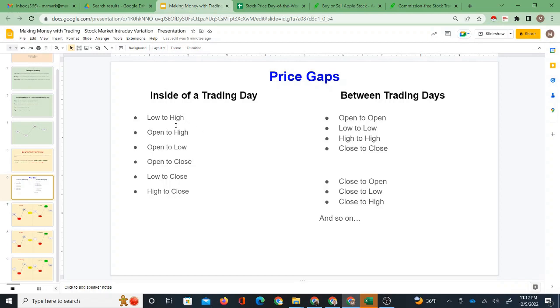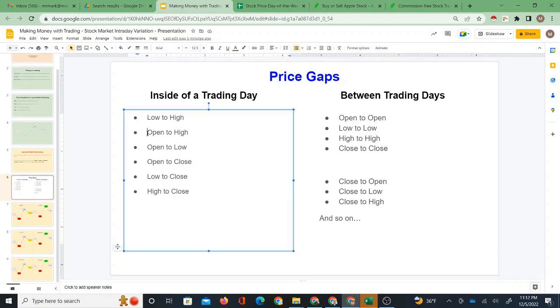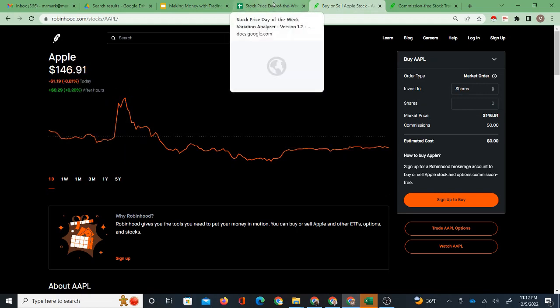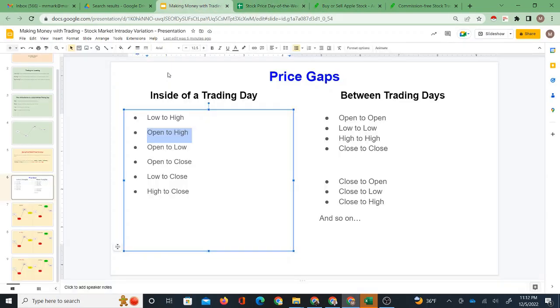Now, inside of a trading day, you have the low to high gap, and you have the open to high. This is the distance between those different points. For instance, the open to high gap in this case would be the price when Apple opened at 9:30 compared to how high it went at its highest point. So the distance between the open and the high is your open to high gap. That is how it works.